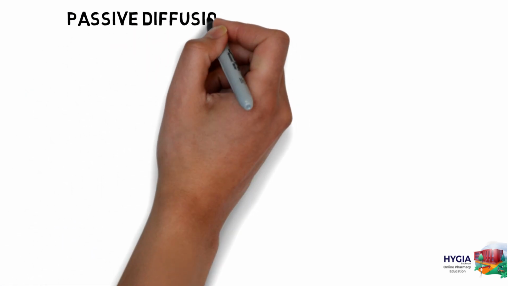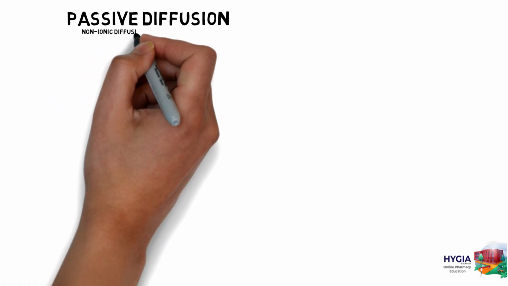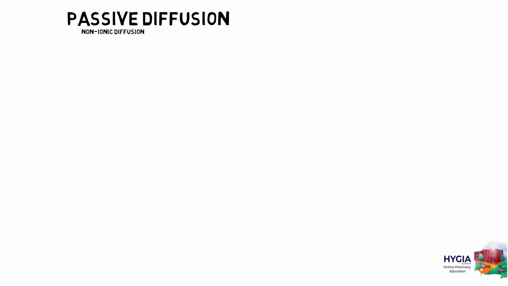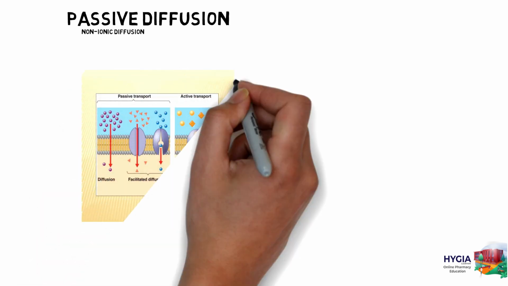Passive diffusion is the most important transport mechanism of drugs because 90% of drugs which are given orally are transported through this particular process. Passive diffusion is also known as non-ionic diffusion because only the unionized form of the drug can be transported. The ionized form of the drug cannot be diffused via passive diffusion.